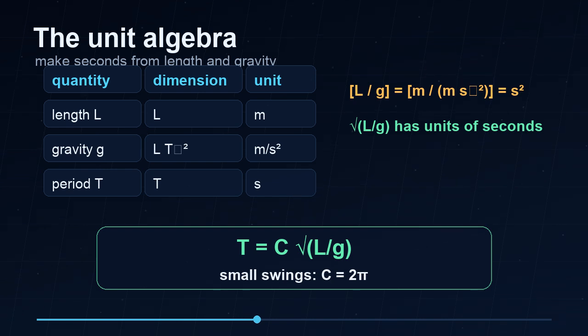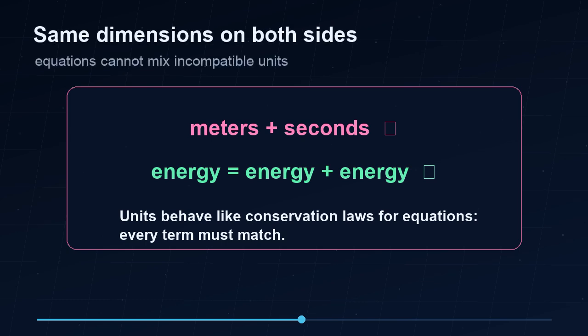Why is this powerful? Units act like conservation laws for equations. A formula cannot add meters to seconds. It cannot hide an extra kilogram. Every term must carry the same dimensions.